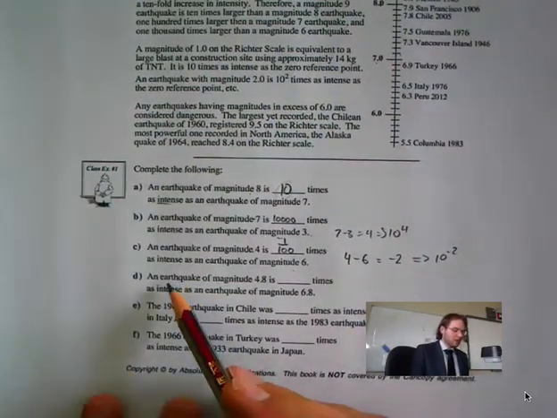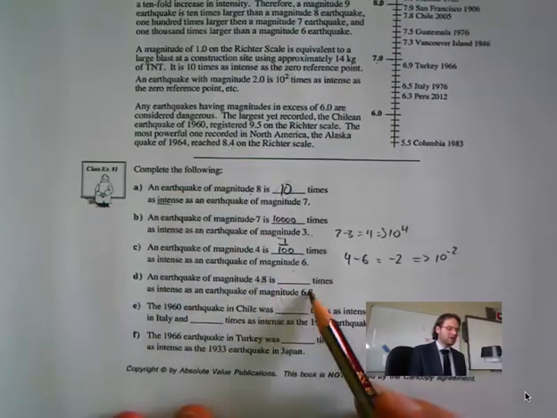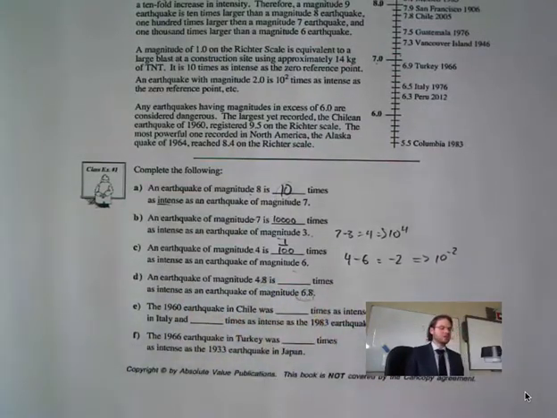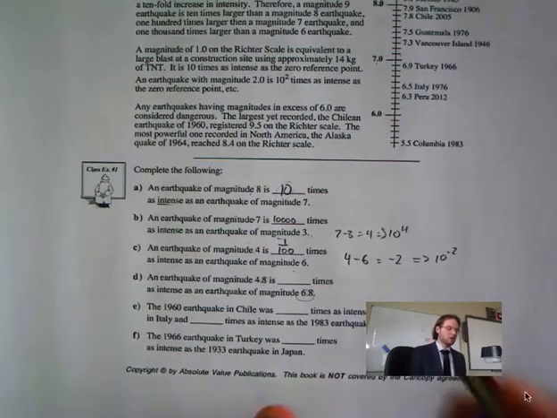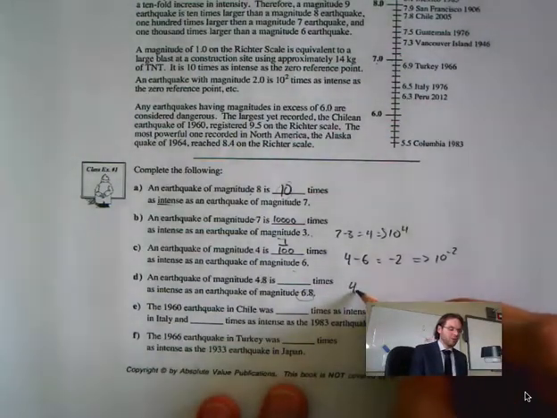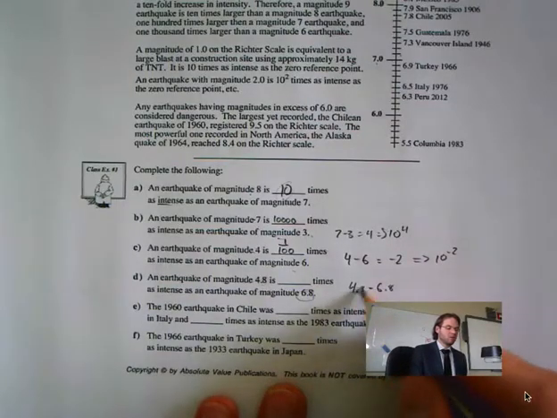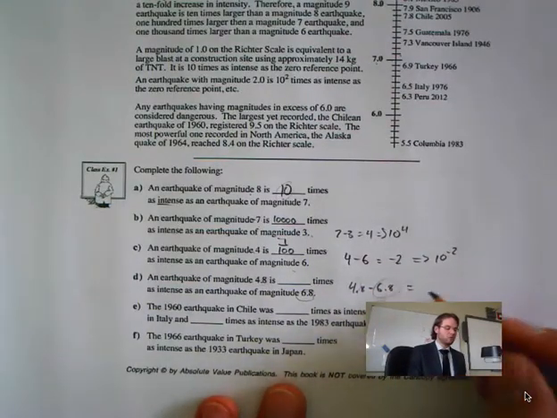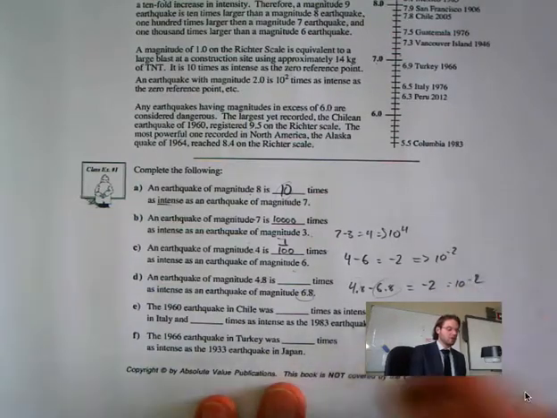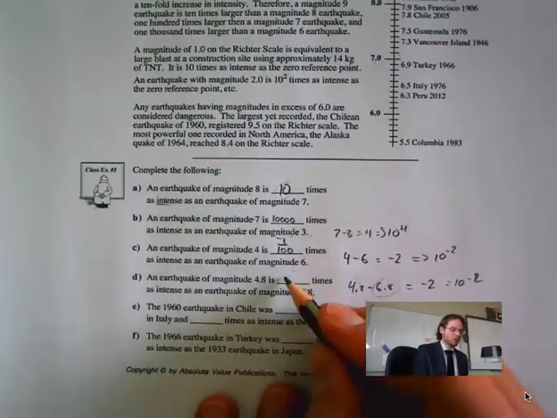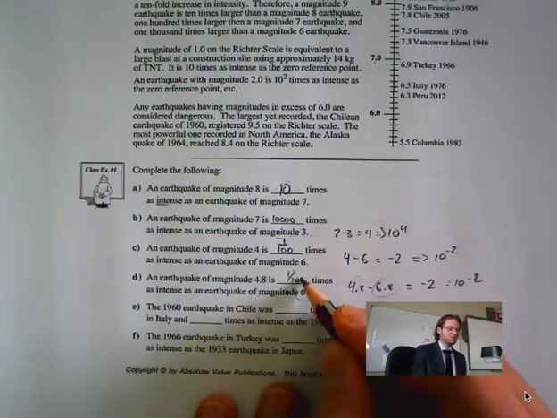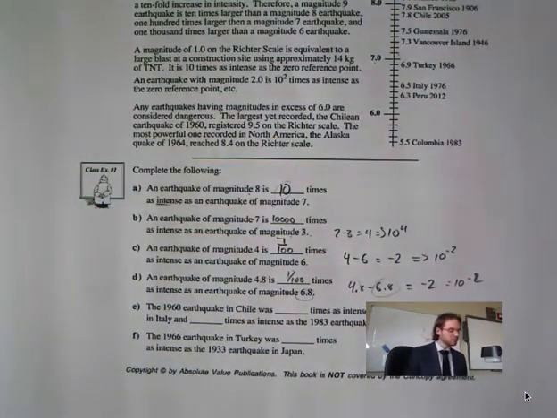Next one here says, an earthquake of magnitude 4.8 is how many times more intense than magnitude 6.8? Well, same idea. We have 4.8 subtract 6.8. We want this one compared to the other one, which is going to give me negative 2. 10 to the negative 2, which is the exact same as this, because they're 2 apart, which is 1 over 100 times as intense.